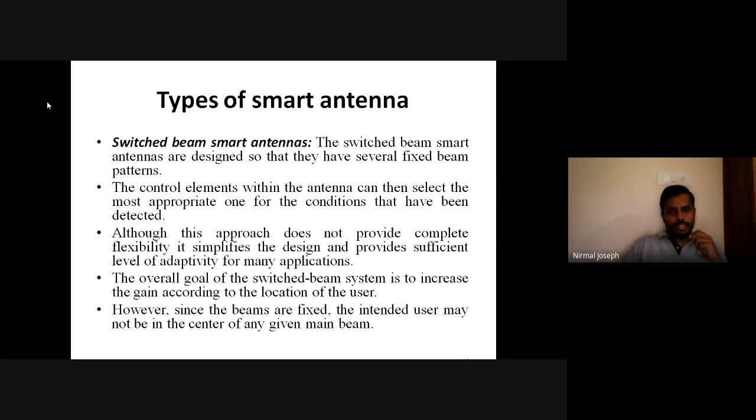Although this approach does not provide complete flexibility, it simplifies the design and provides a sufficient level of adaptivity for many applications. That is the thing here. This approach does not provide complete flexibility because the directivity or beam of the antenna can switch between some fixed positions only. It cannot switch to any position between these fixed positions.